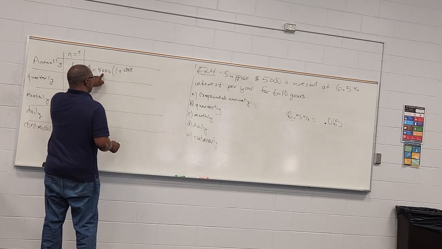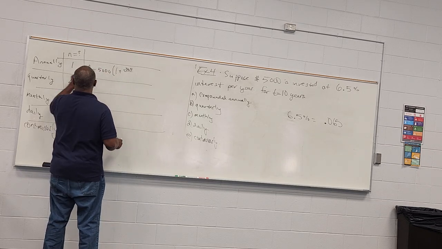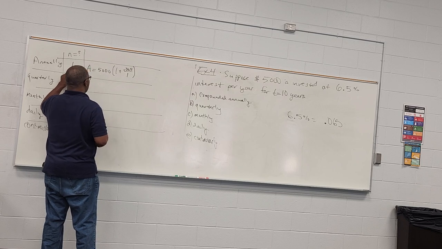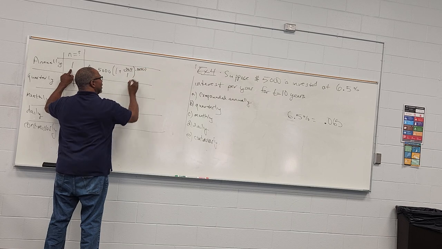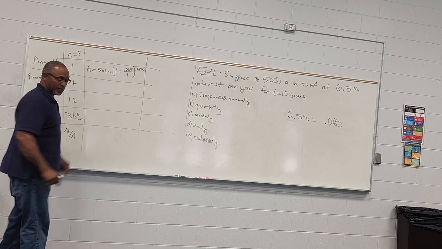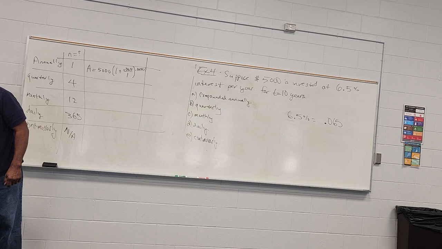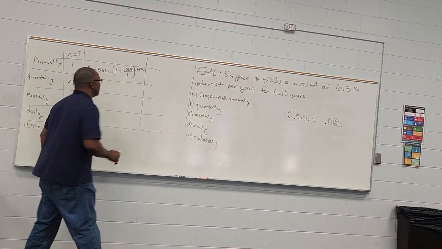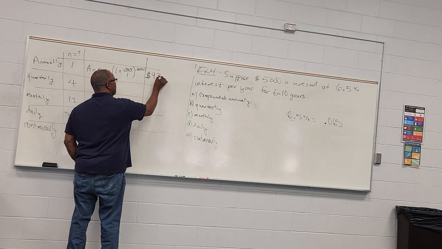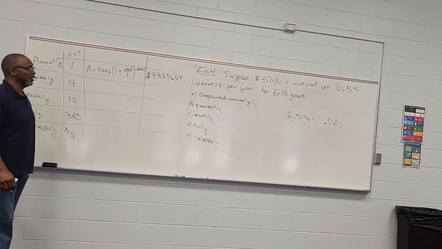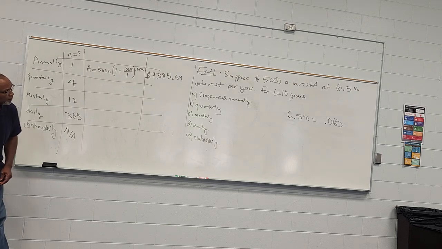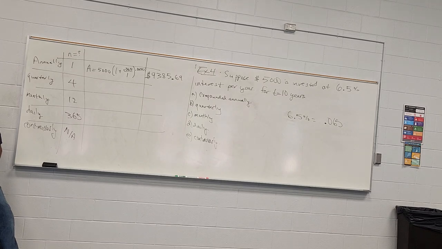So, P, 1 plus R over N, in this case N was 1, to the RT, so I'd have 0.065 times 1. Do all that in your calculator. They say you will get 9,385.69. That's how much you wind up with after 10 years in that first account that earns compound interest at 6.5%.